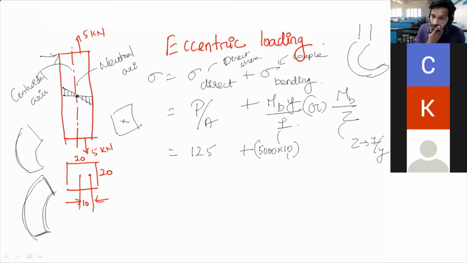As far as moment is concerned, we consider the centroidal axis. You are right. The distance between the centroidal axis and the line of action is what we call eccentricity. Okay, so that 10 is for eccentricity. What about y then? What is y then?